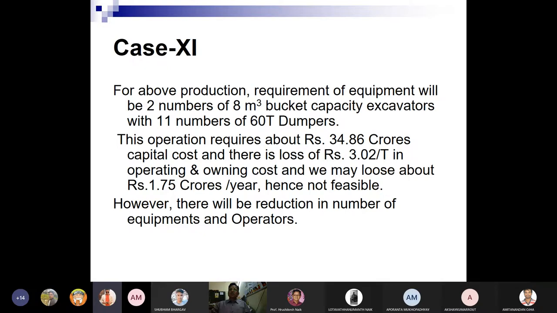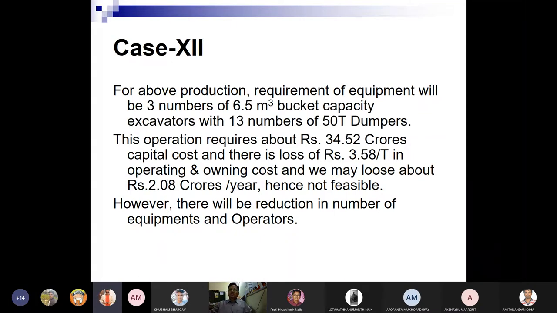The 11th case study, for the above production, the requirement of equipment will be 2 excavators of 8 cubic meter bucket capacity with 11 numbers of 60 ton dumpers. This option requires about 34.86 crores of capital cost and there is a loss of 3.02 per ton in operating and owning cost, and we may lose about 1.75 crores per year, hence not feasible. However, there will be reduction in number of equipments and operators.